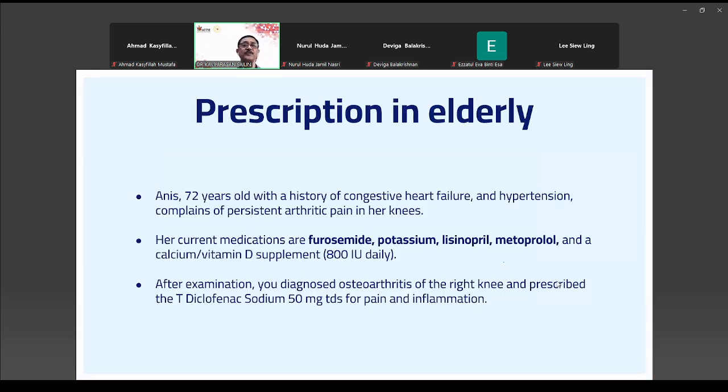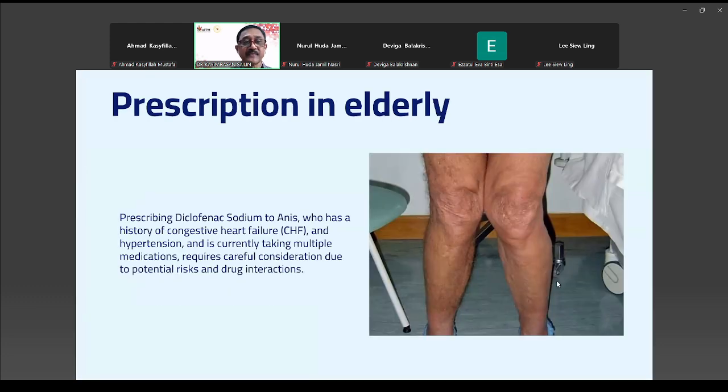Now we go to prescription in the elderly. So this is a 72-year-old man with a history of congestive heart failure and hypertension, complaining of persistent arthritic pain in his knee. His current medications are furosemide, potassium, lisinopril, metoprolol, calcium, and a vitamin D supplement, 800 units daily. After examination, you diagnose osteoarthritis of the right knee and prescribe diclofenac sodium for pain and inflammation. So now again, you have to be quite careful. Okay, this is the patient.